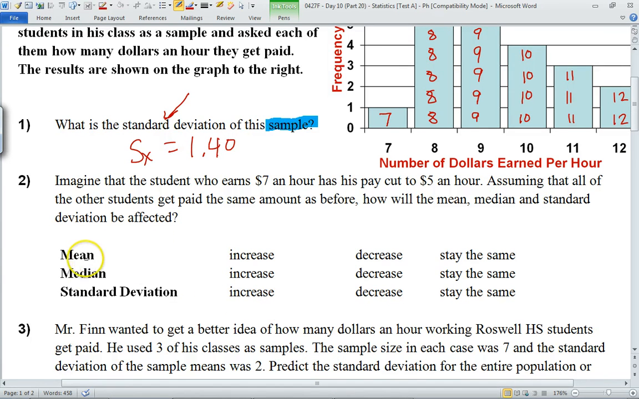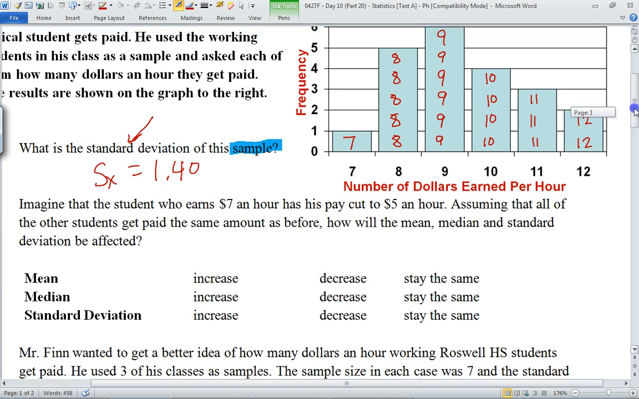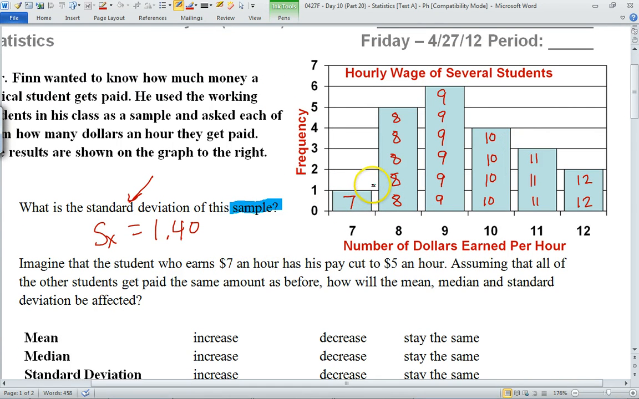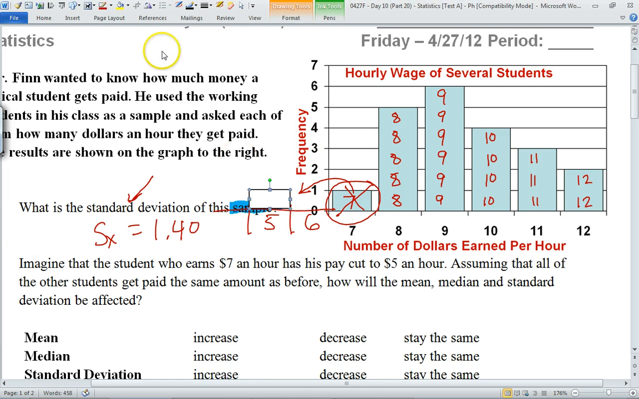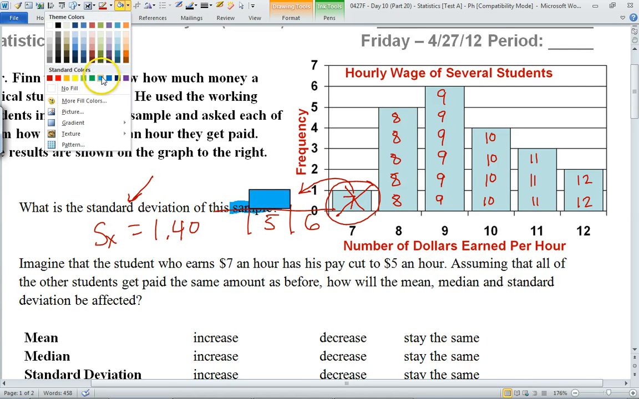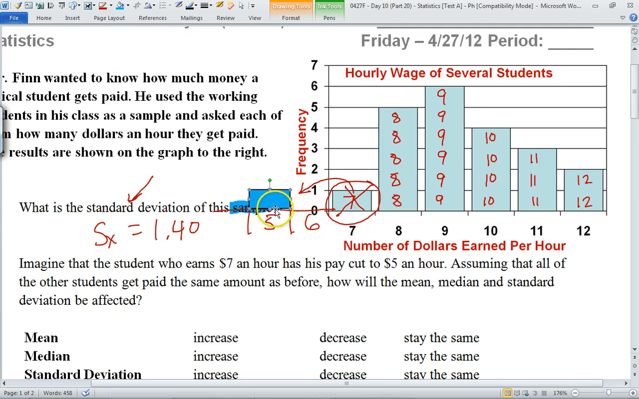Okay, well, we should be able to answer about the mean and the standard deviation immediately without any calculations or anything. So we're saying, look, there was this one person that got paid $7 an hour, but he's not going to get paid $7 an hour anymore. He's going to get paid $5 an hour. So let's say this is $6 an hour, this is $5 an hour over here. So this guy in the data is going to move to the left. So I'm going to have a new one over here. So he changed from being 7 to now he's 5.